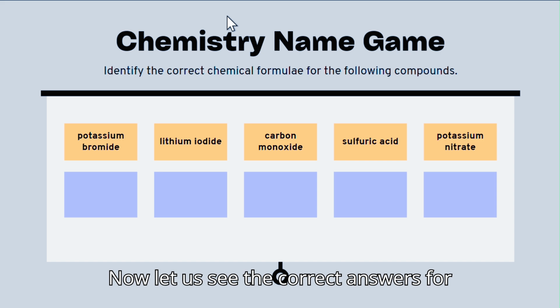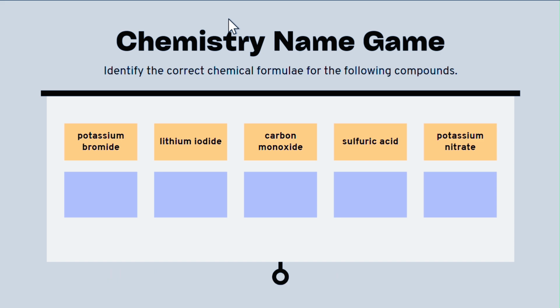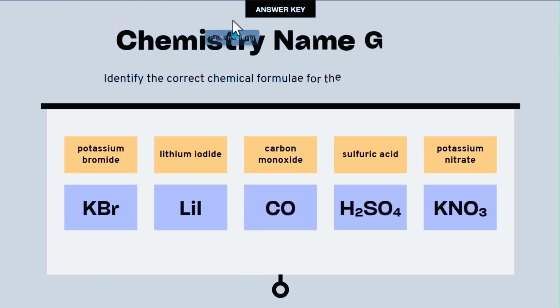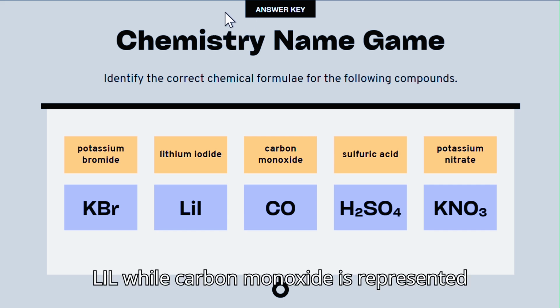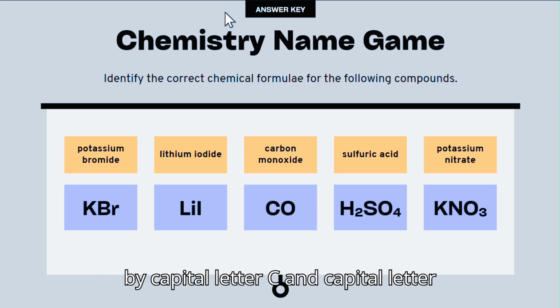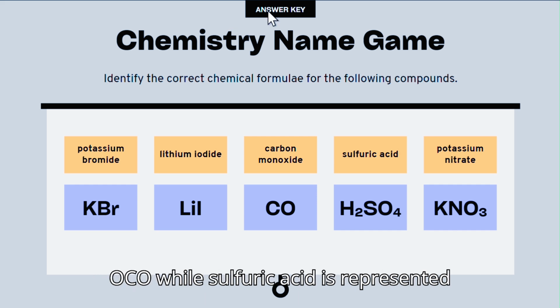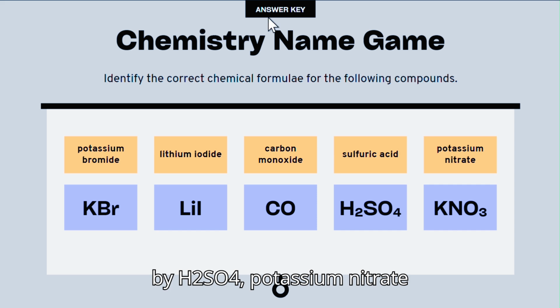Now, let us see the correct answers for these questions. Lithium iodide is represented by LiI, while carbon monoxide is represented by capital letter C and capital letter O, CO, while sulfuric acid is represented by H2SO4, and potassium nitrate is represented by KNO3.